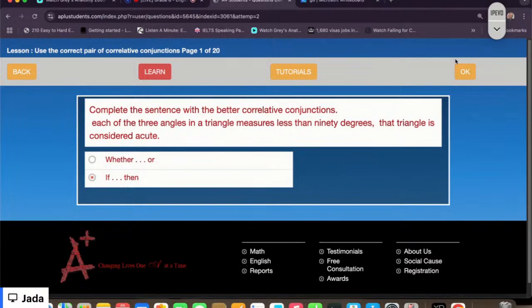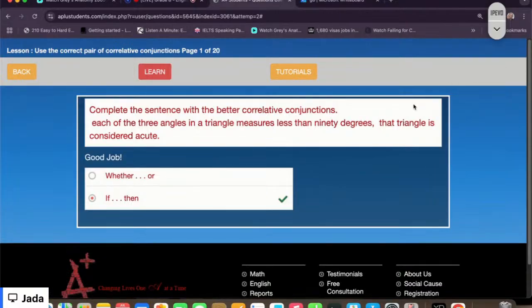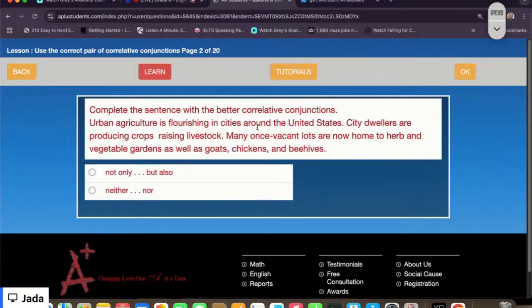So we have if then. Okay. So urban agriculture is flourishing in cities around the US. City dwellers are producing crops, so dash empty space and then dash here. Raising livestock. Many once vacant lots are now home to herb and vegetable gardens, as well as goats, chickens, and beehives. So is it first or second?